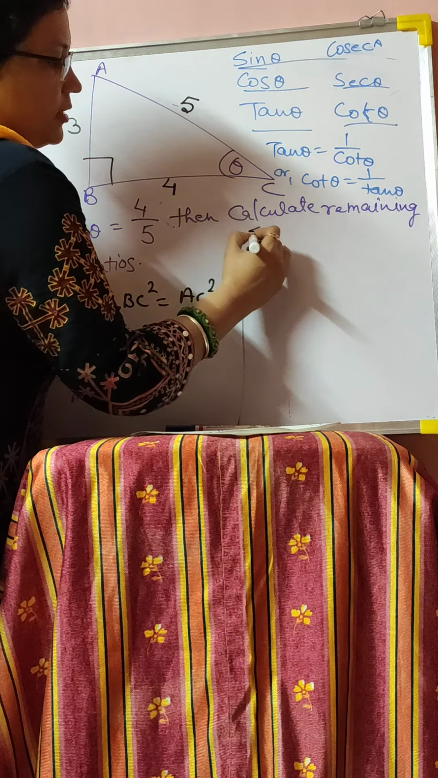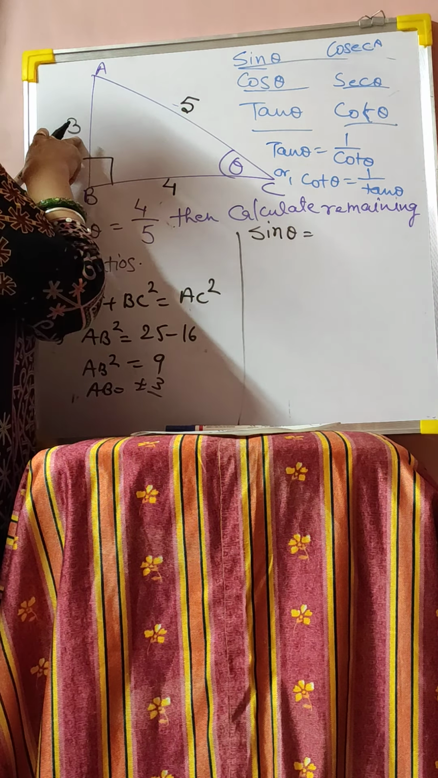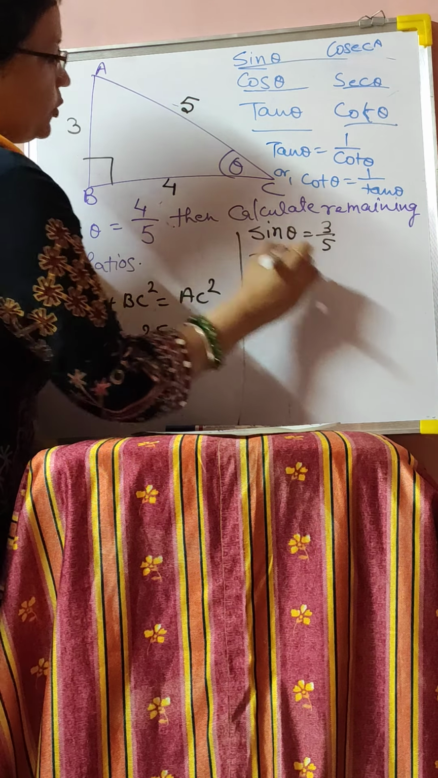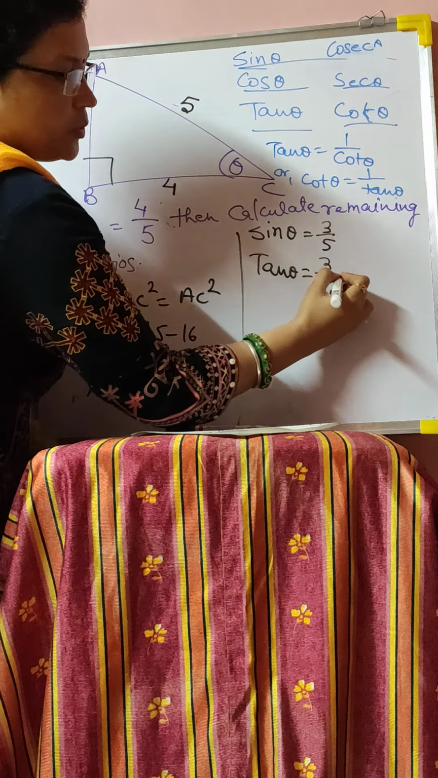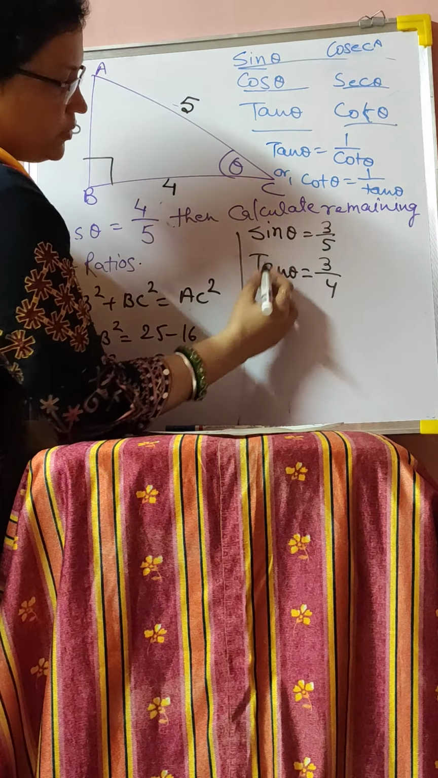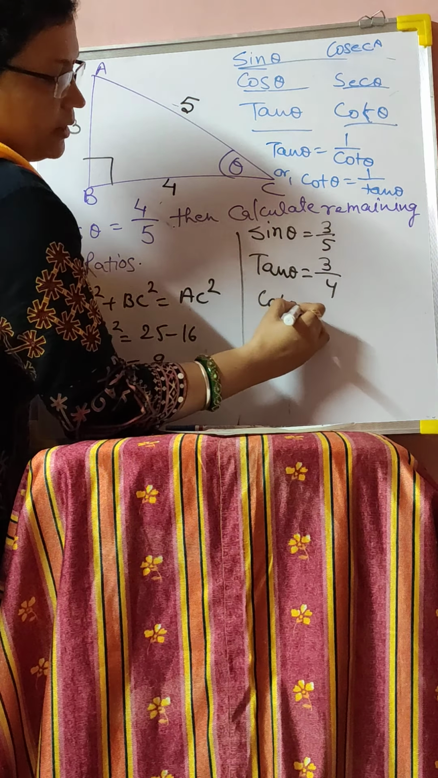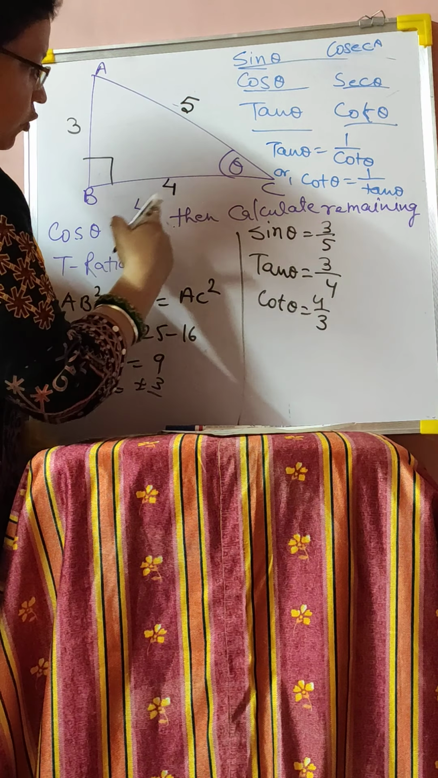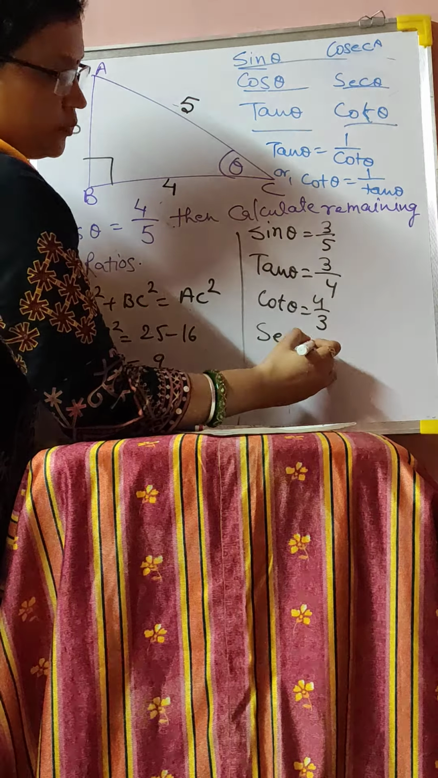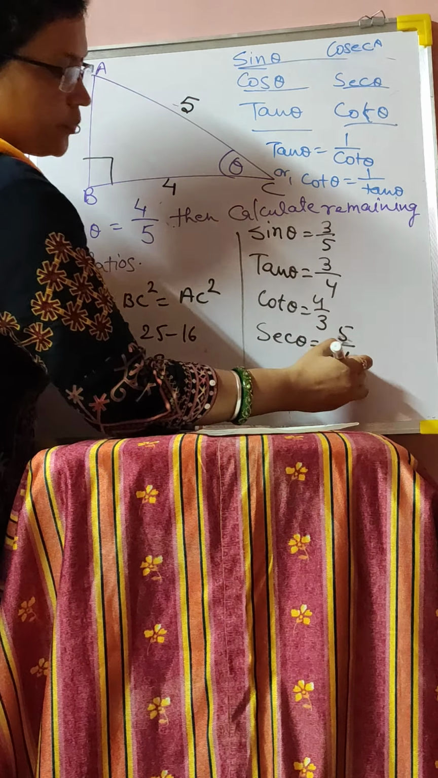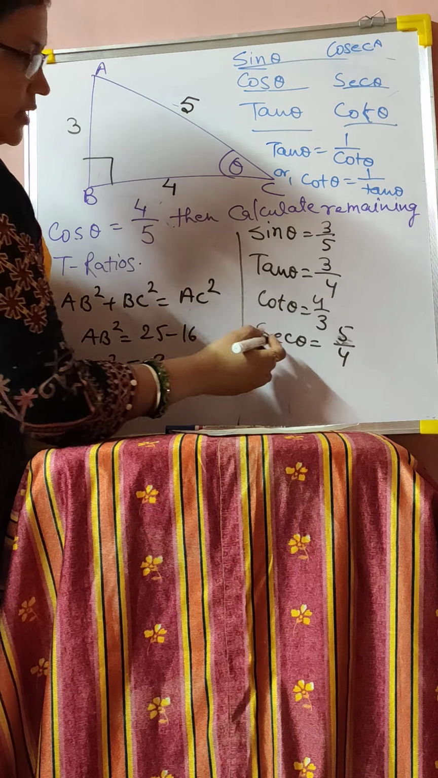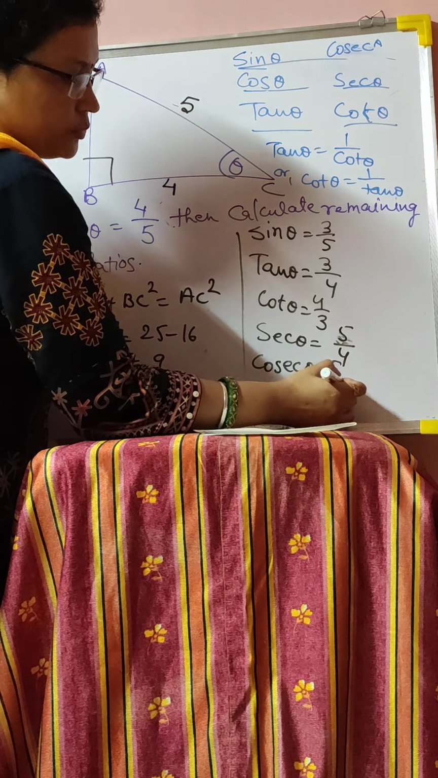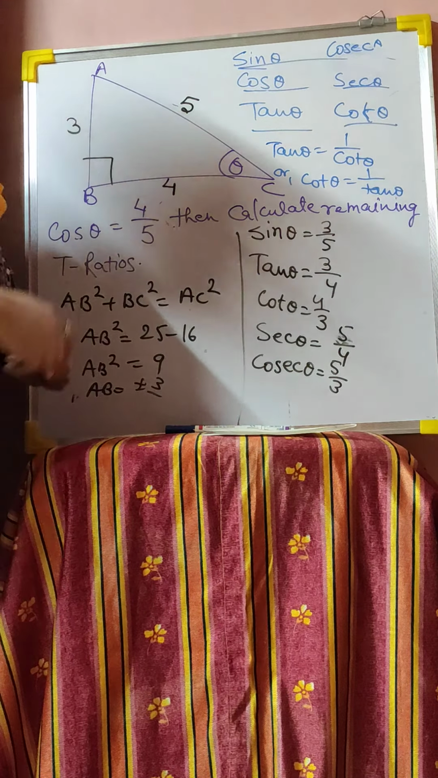Now simply we know that sin theta is equal to opposite side by hypotenuse, so sin theta is 3 by 5. Tan theta is equal to opposite by adjacent, 3 by 4. Now we will do the reciprocals. Cot theta is the reciprocal of tan, 4 by 3. Cos is 4 by 5, so sec is equal to 5 by 4. And sin theta is 3 by 5, so cosec theta is equal to 5 by 3. So this is really very simple, students.